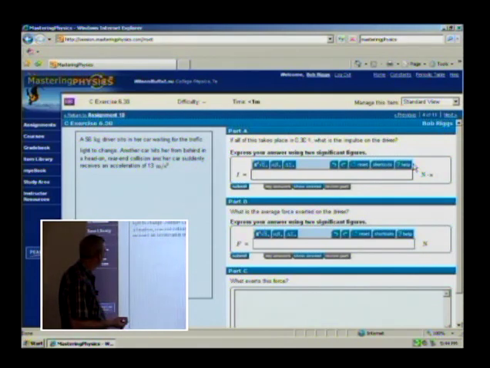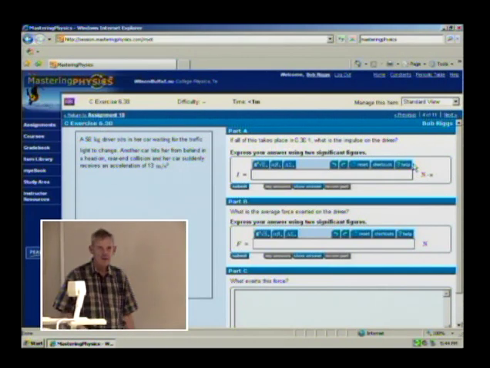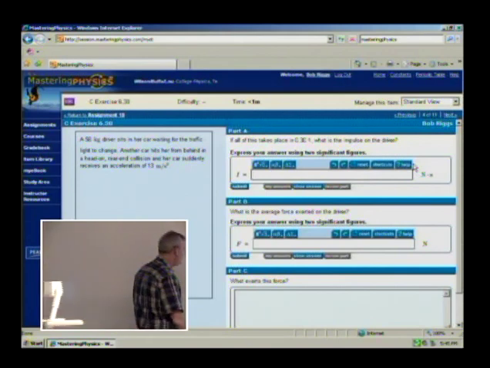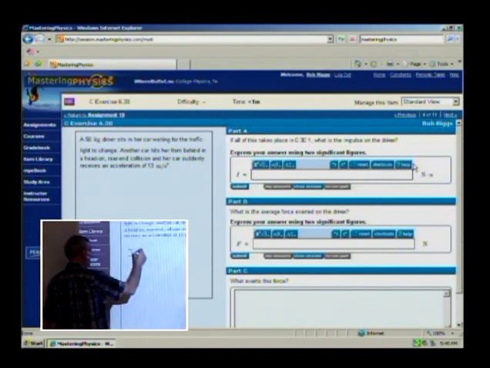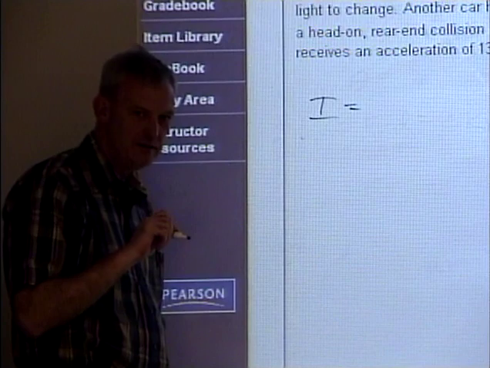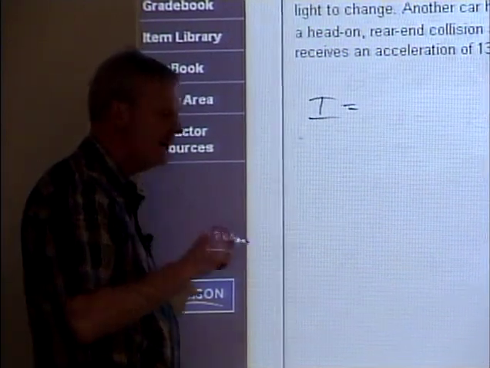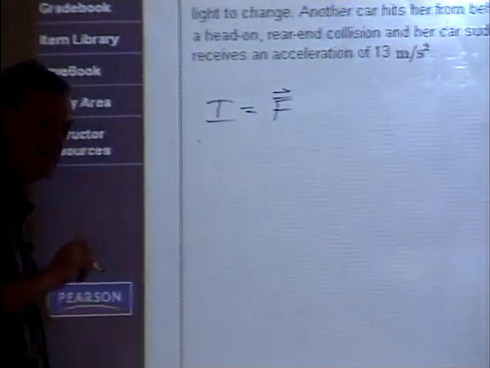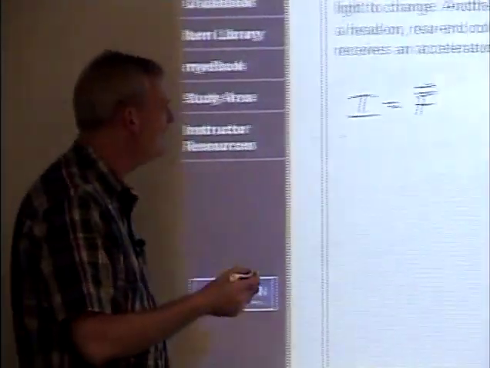Anyway, her car suddenly receives an acceleration of 13 meters per second squared. An acceleration and a mass. What do those two things put together make? A force. So there's the force, and we want to find the impulse. What did we say impulse was? Remember? Anyone? It was the average force times what? The time of the impact.